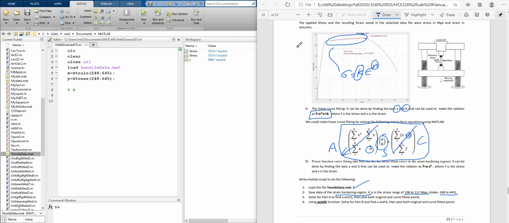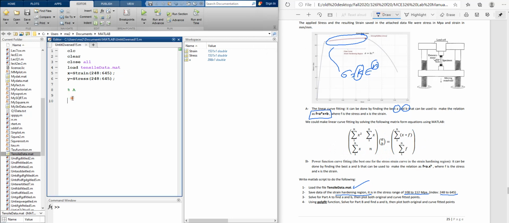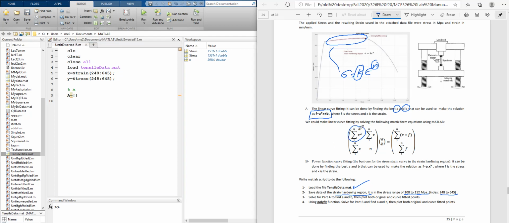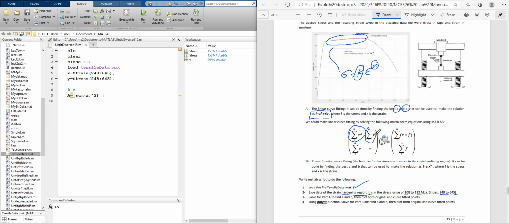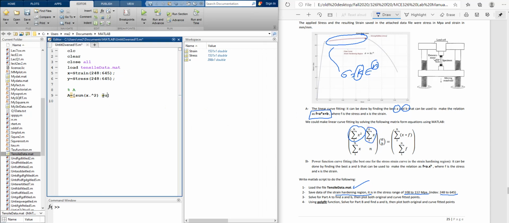Let me start. Now I will define the vector of coefficients A equal to, and the first element, this one, is the sum of x to the power 2. X is a vector, not one value, but that's it. The second element, this one, is the sum of x.